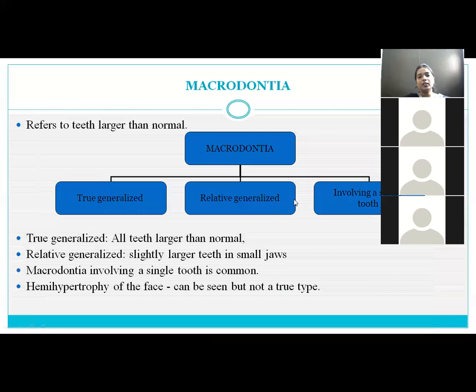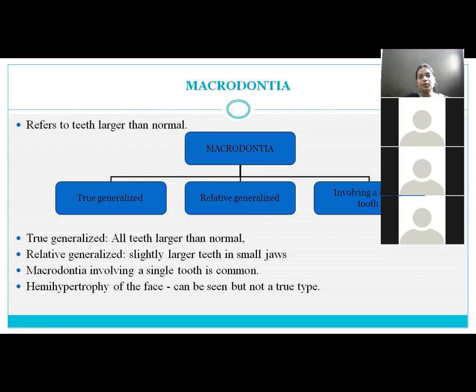The next developmental disturbance is macrodontia. Again, macro means large, dontia means teeth. What is the definition of macrodontia? It refers to teeth that are larger than the normal teeth. What is the classification of macrodontia? This is important for you.